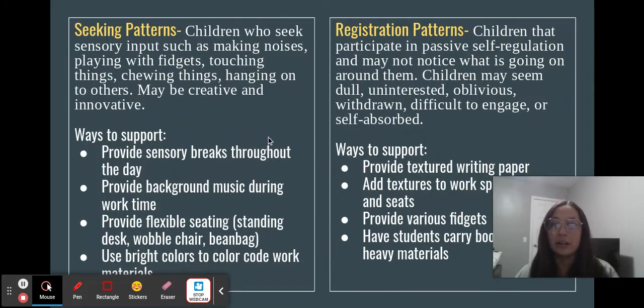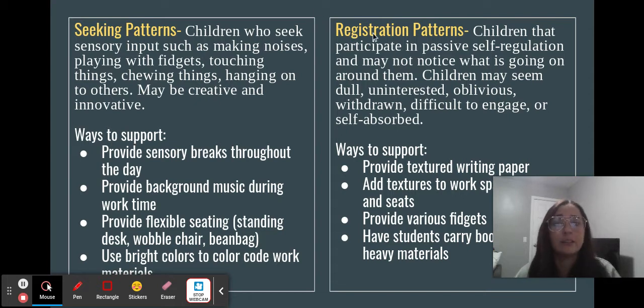So, starting with seeking patterns over here on the left hand side, a seeking pattern. This is children who seek sensory input, such as making noises, playing with fidgets, touching things, chewing on things, hanging on to others. And these children may be creative and innovative. So, different ways to support them are to provide sensory breaks throughout the day, provide background music during work time, provide flexible seating. Sorry, let me move this up. Such as like a standing desk, a wobble chair, or a beanbag chair, and then using bright colors to color code their work materials.